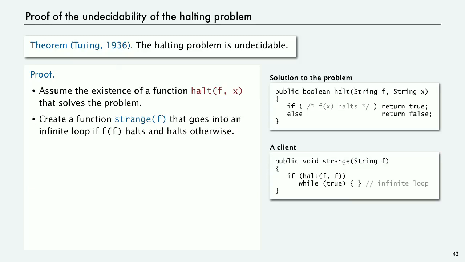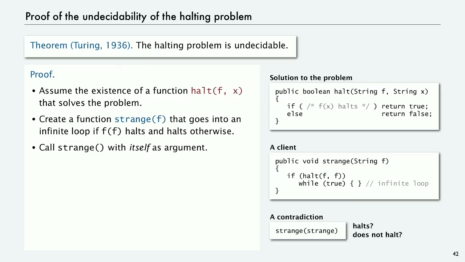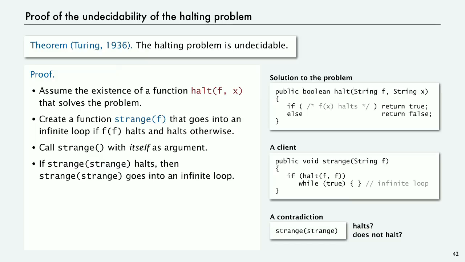If we have halt, then we can just call it with both its arguments the same. And if f of f is going to halt, just go into an infinite loop. So that's strange. It's just a client to our assumed solution to the problem. Now, and this is why we call it strange, we're going to call that function with itself as argument. So the question is, does that thing halt or not halt? Let's look at the two cases.